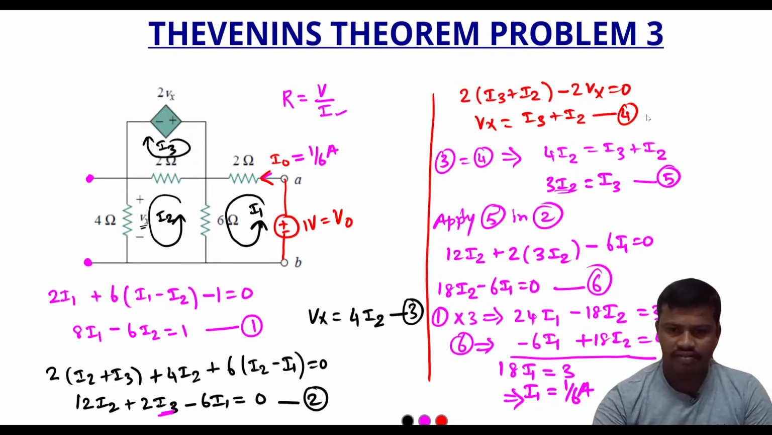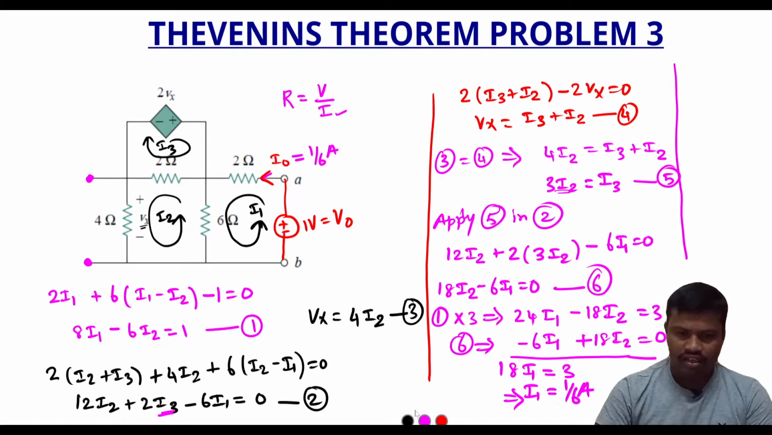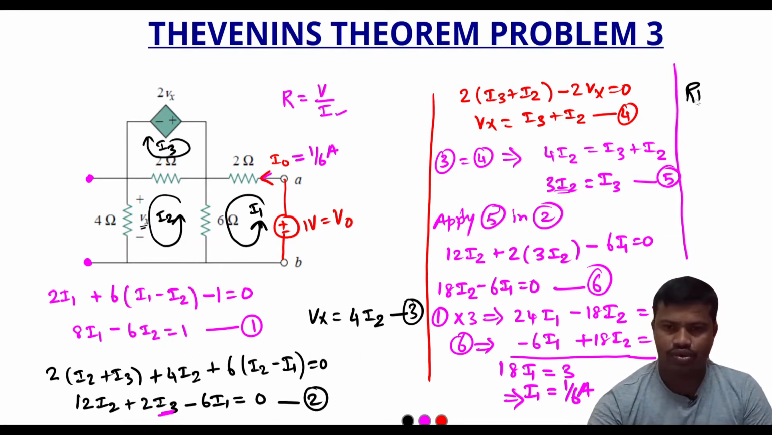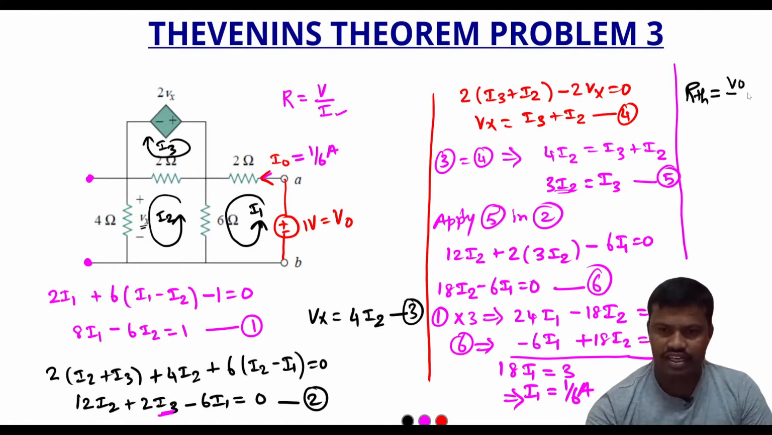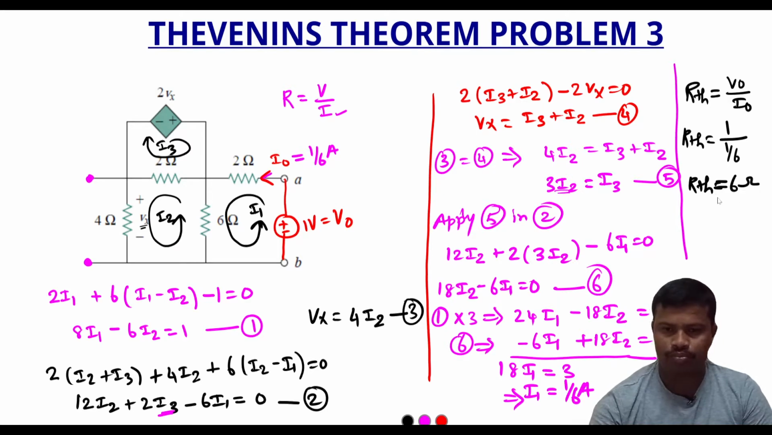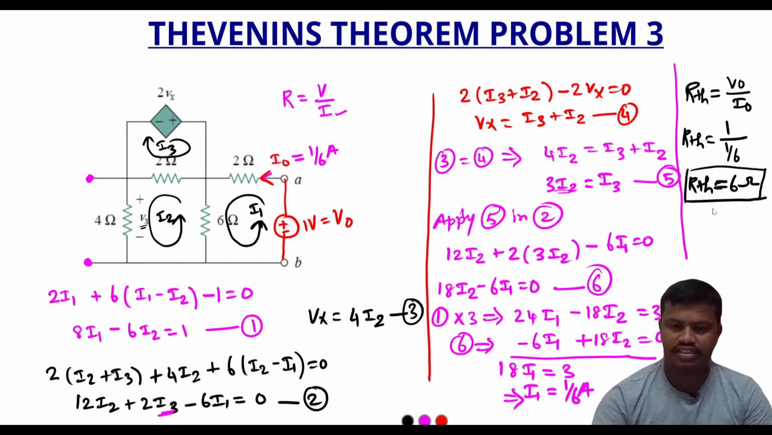Now from this we can calculate the value of resistance RTH. We know RTH is equal to V0 by I0, where V0 is equal to 1 volt and I0 is equal to 1 by 6. So we can write RTH is equal to 6 ohm. So this is the value of Thevenin's equivalent resistance.